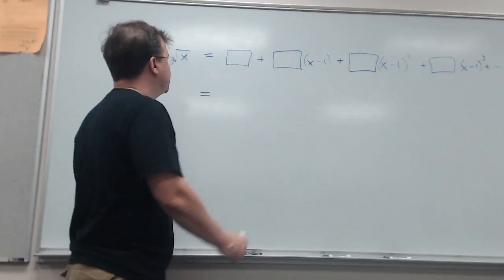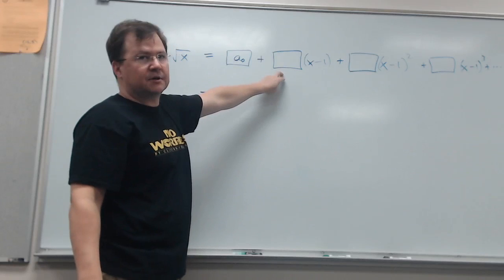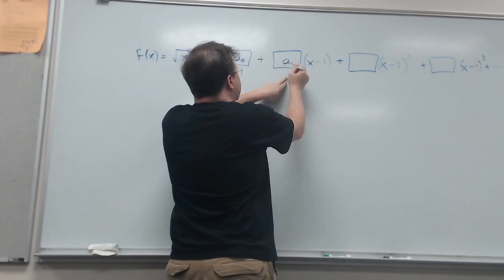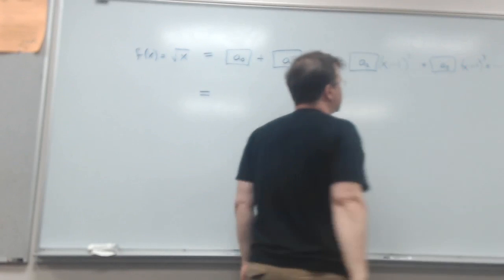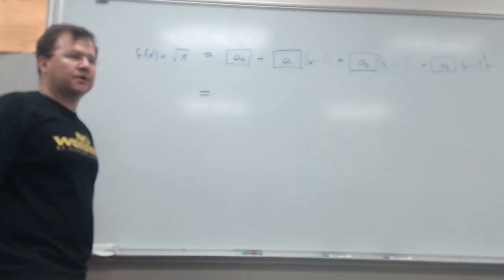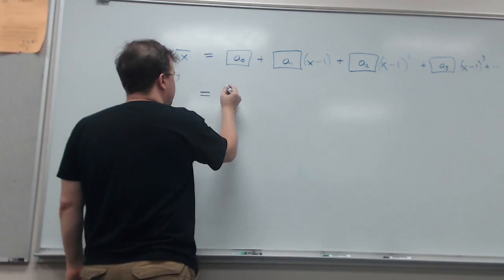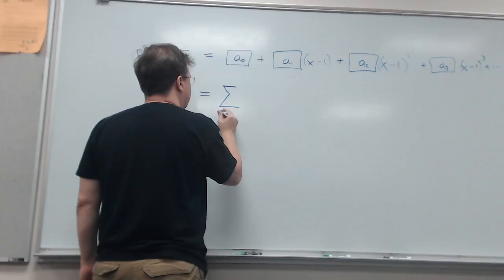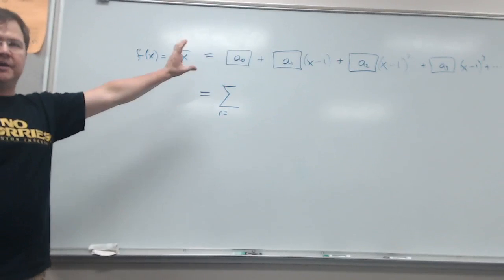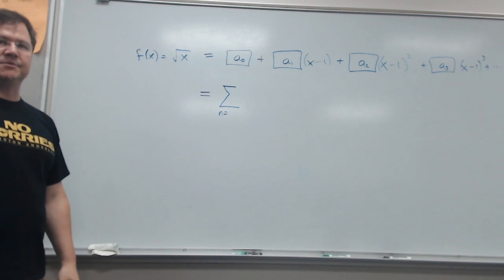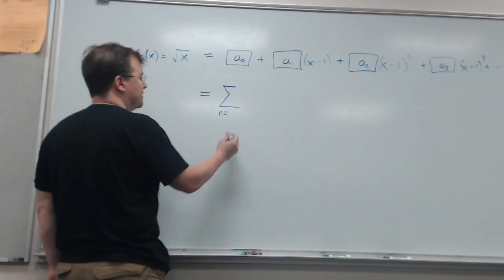I'm going to call this first coefficient, the constant coefficient, A0. The second coefficient, I'm going to call A subscript 1, A subscript 2, and A subscript 3, so that the subscript corresponds to the power of x minus 1. And on this next line, I'm just going to repeat exactly what I have written up here, but just to have some more practice at writing in sigma notation.